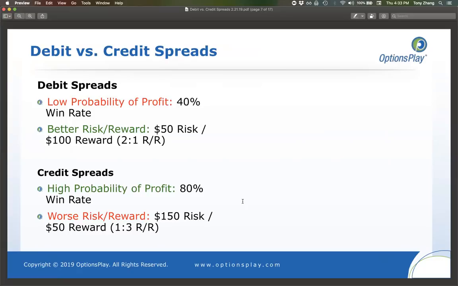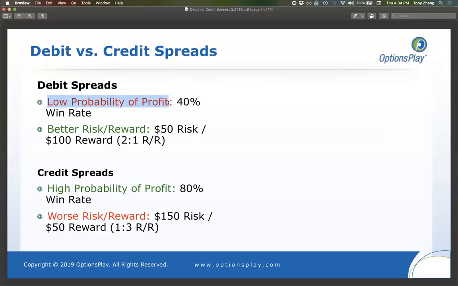Whenever you're doing any form of trading, whether you're trading options, stocks, futures, or FX, what you're doing is making a choice between risk to reward and probability. And debit spreads fall on one end of the spectrum, while credit spreads are on the opposite end. When you're trading debit spreads, you generally have low probability of profits or low win rates.